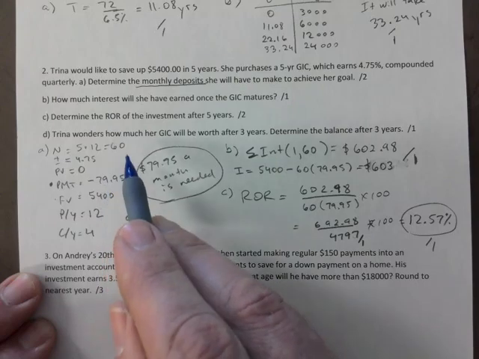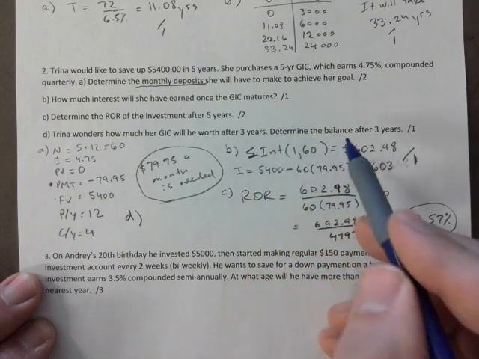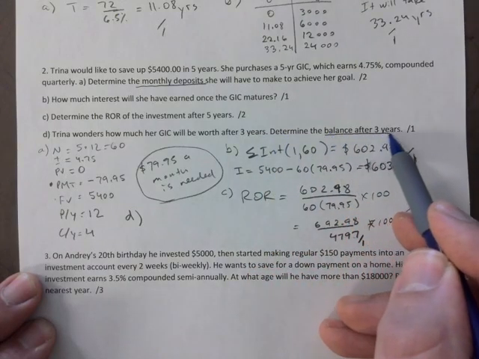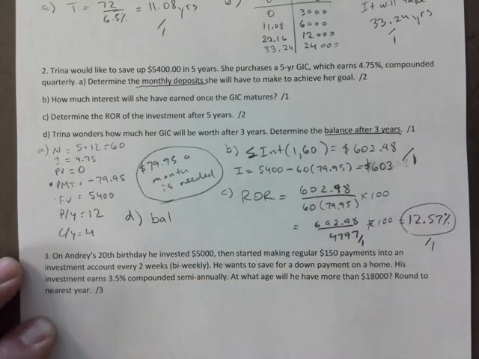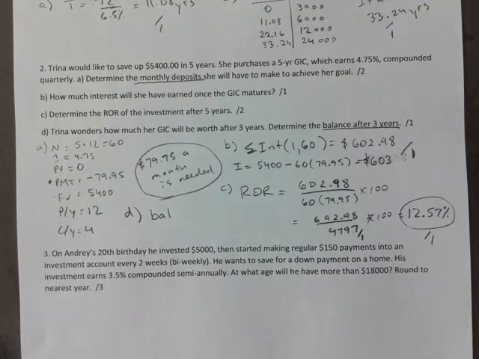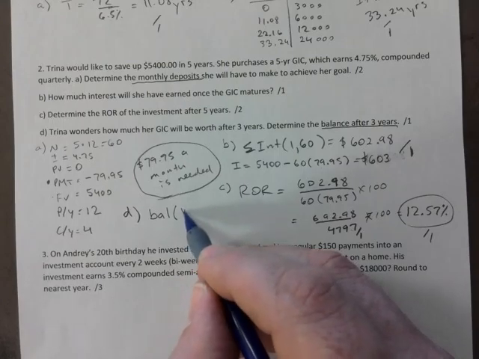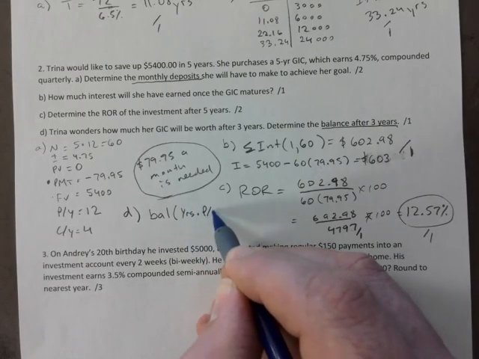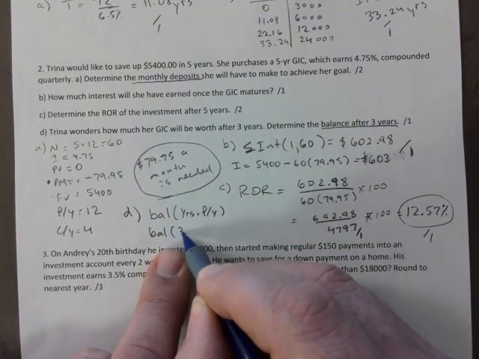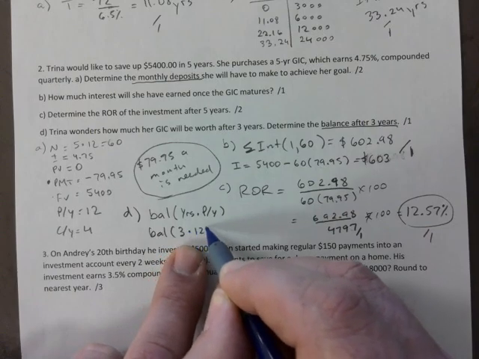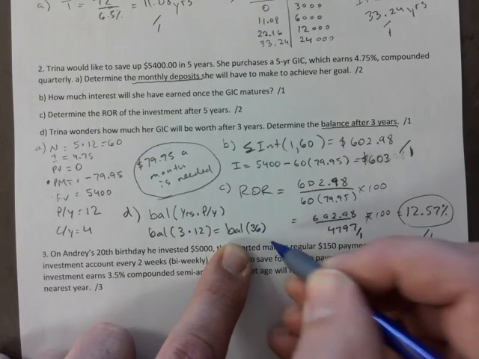D, Trina wonders how much her GIC will be worth after 3 years. Determine the balance, I kind of give it away after 3 years. So that's when you need to use this one. If you want to zoom in and wonder how much do I have along the way, balance only takes 1 entry. And it's years times PY. That's what you need to enter into it. So because it's 3 years and PY is 12, you really want to use balance 36.